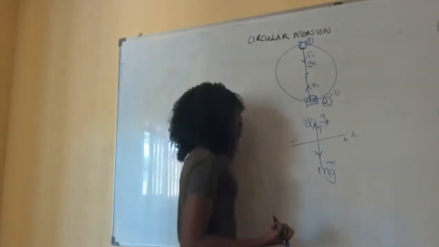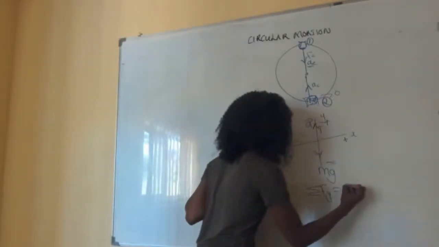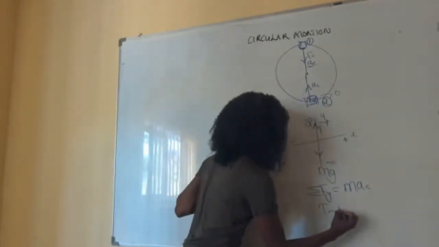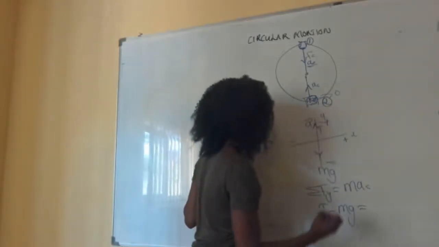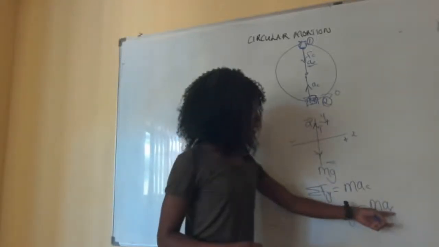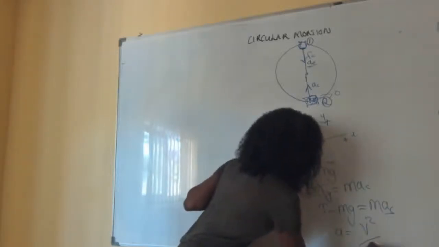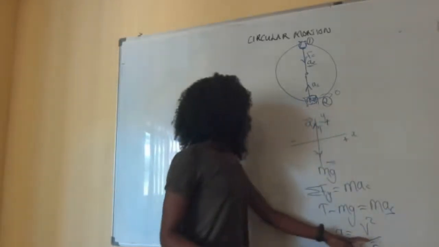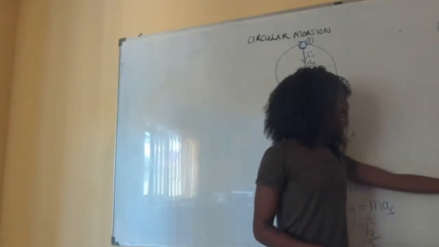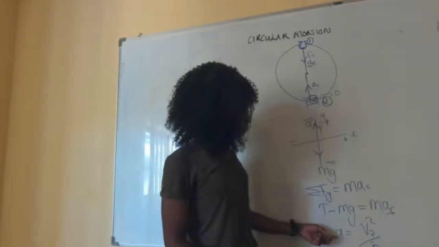So if we sum up these forces from Newton's second law of motion, the summation of forces in the y direction will produce the acceleration, so we have tension, which is positive, minus mg, equal to mac. Now remember that the acceleration is just equal to v squared over r, the radius. And from our question, at the bottom, this is just the v2 that we have already found, which is v2 equal to root of 5gr. So we have to come up with the expression.